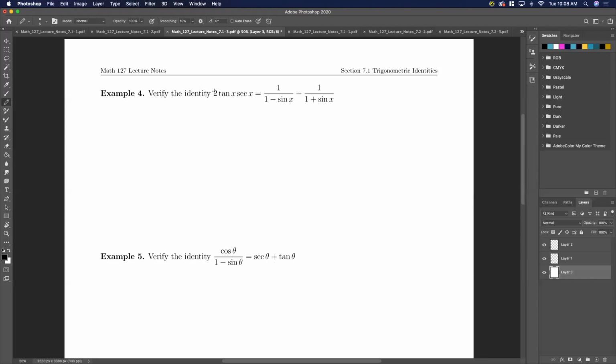All right, so let's look at this one. Let's look at this identity. This identity is a little bit more fun. Let's use the word fun.